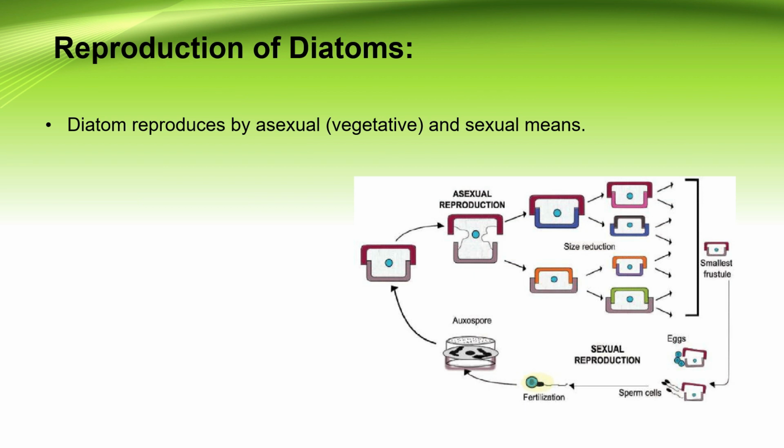So the reproduction in diatoms is actually of two types, that is asexual and sexual means. Asexual includes the vegetative method, and then the sexual method. So you can see the upper part of the diagram, it usually resembles a kind of binary fission. So that's how the diatoms reproduce asexually. So getting on to the actual topic. So next slide.